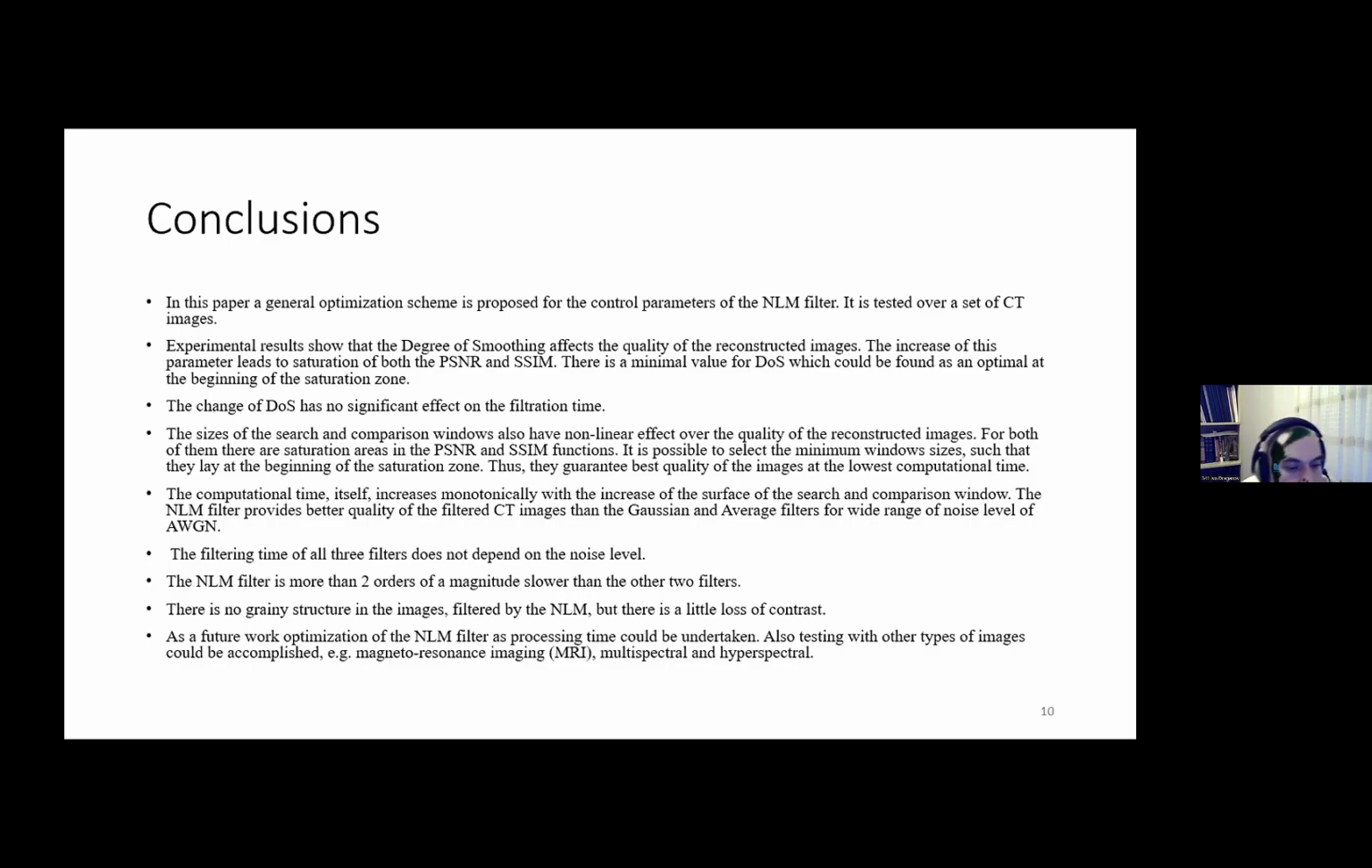As future work, we think of finding an optimized configuration of the NLM filter in terms of the processing time, since now the filtering takes considerable time. And we also intend to test it with other types of images, such as magnetic resonance images, multispectral, and hyperspectral images.